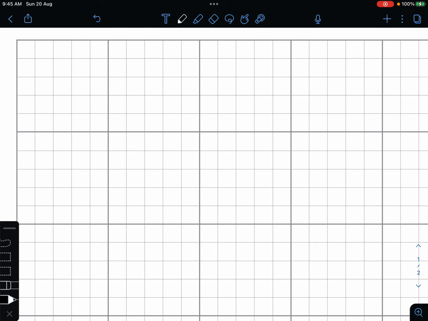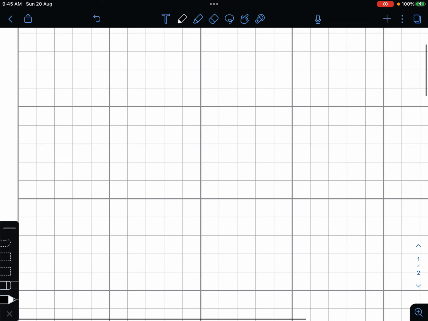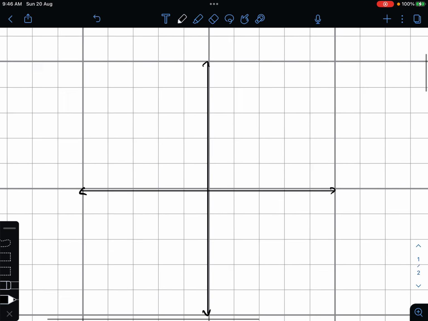Alright, hello. Today we're going to be learning how to graph circles, and we'll start off with a fairly simple circle, just a general form. So we're not actually going to put any numbers into it. We're just going to experiment with and learn how circles are made.